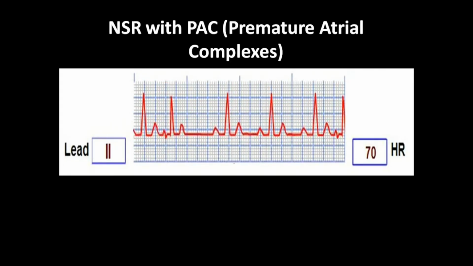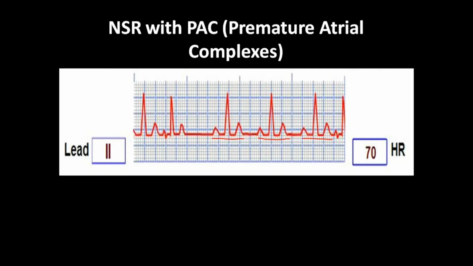Next, normal sinus rhythm with premature atrial complexes. Here we have a P wave, QRS complex and a T wave, P wave, QRS complex and a T wave, P wave, QRS complex and a T wave. So it is normal sinus rhythm with PAC, premature atrial complexes.